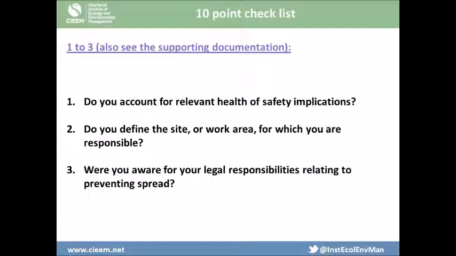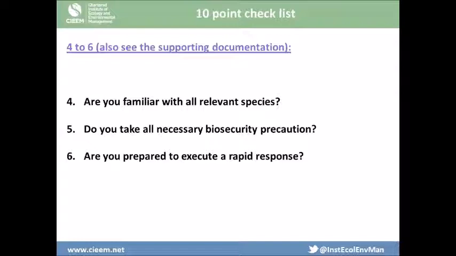Looking at the next three questions, perhaps the first one is less likely to achieve such a high result. Are you familiar with all relevant species? You might like to think of those in terms of species that you are likely to encounter in the work that you do, rather than all the relevant species listed on the schedules for the Wildlife and Countryside Act and the species of EU concern. But are you familiar with the relevant species? Would you be able to recognise them if you saw them?